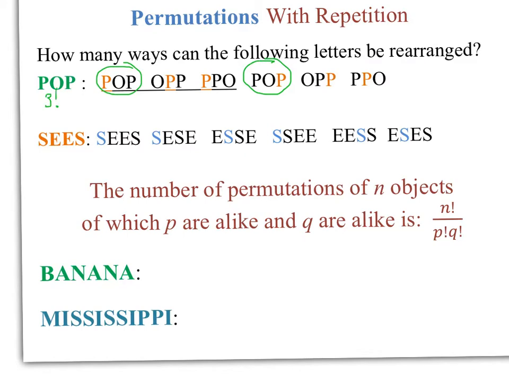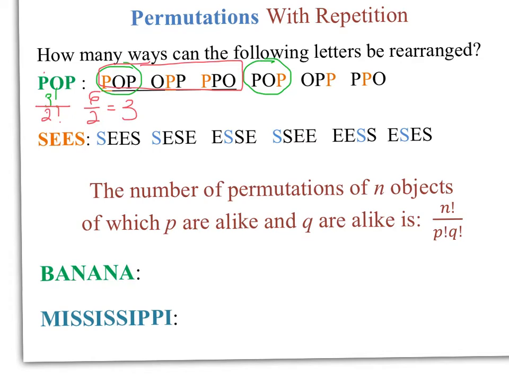So if you ask how many different ways can POP rearrange, you might want to say 3 factorial, because we know there are 3 things, and we know that 3 things can be permuted 3 factorial ways. But when you're talking about repetition, such as the repetition of letters, what you have to do is divide by how many repetitions there are. So all these P's are getting counted twice. So since there are 2 P's, we're going to divide by 2 factorial. So what you really have here is 6 divided by 2, which is 3. So we really only have 3 unique permutations of that word.